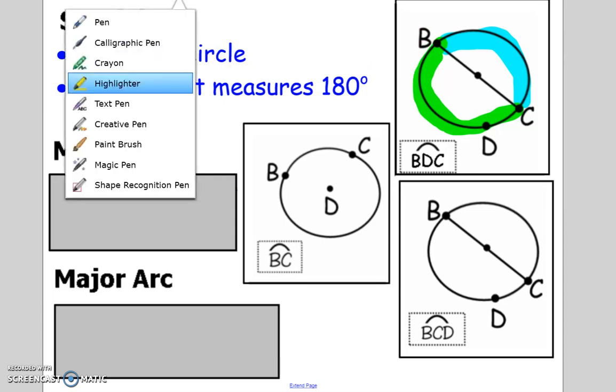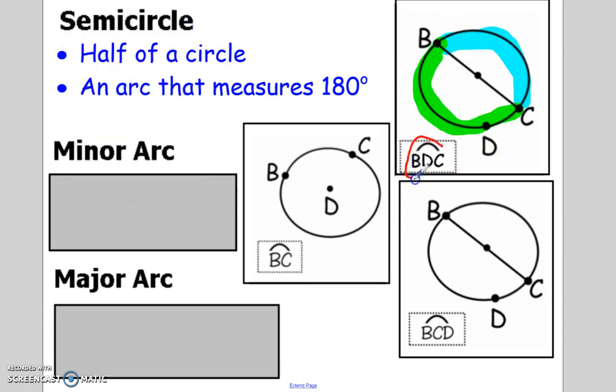I also want you to take note of this notation. The letters are kind of like angles. If the letters are involved, that's where it goes. So if I just said BC, I could have been talking about this blue part or this green part, because both of them are connected with BC. But because this says BDC, that means I start at B and I go to D and then I go to C. So that's important to note.